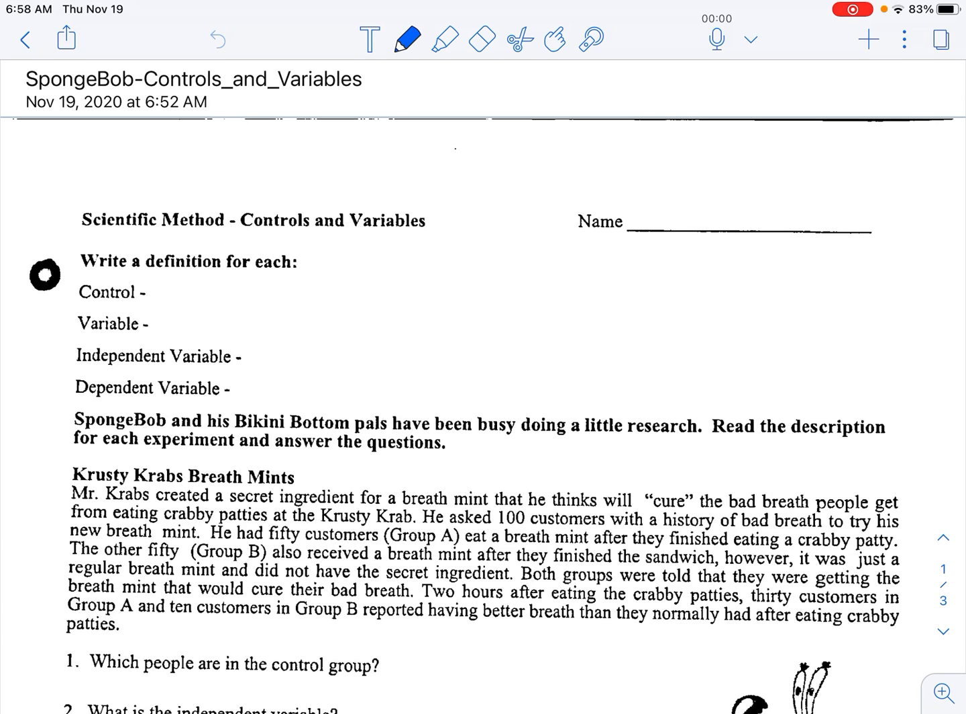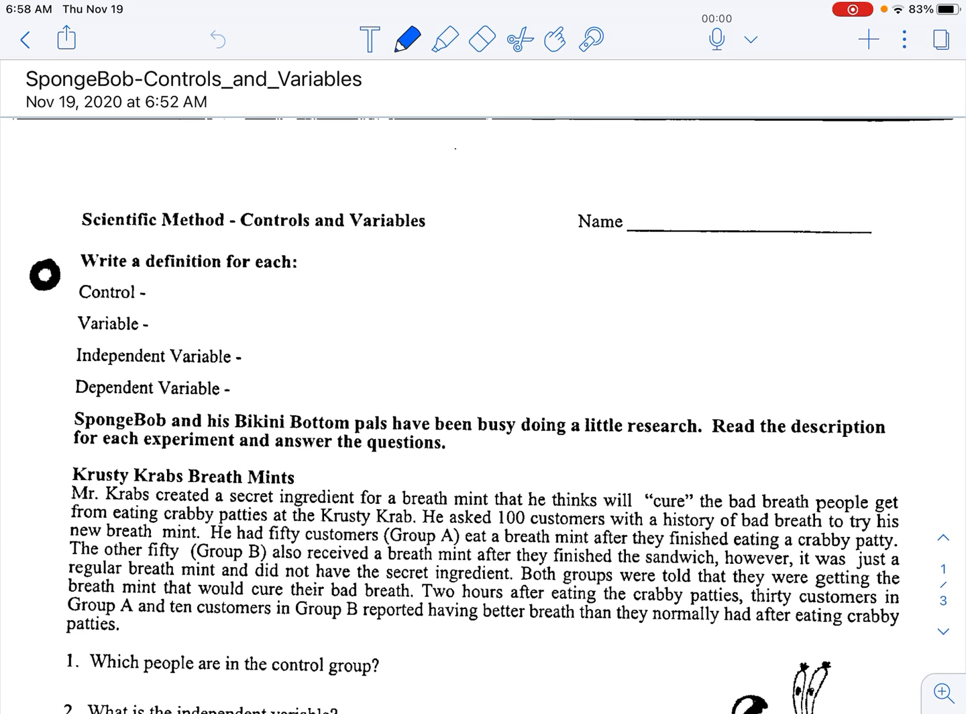So it says SpongeBob and his Bikini Bottom pals have been doing some research. Read the description for each experiment and answer the questions. So it says Mr. Krabs created a secret ingredient for a breath mint that he thinks will cure the bad breath people get from eating Krabby Patties at the Krusty Krab.